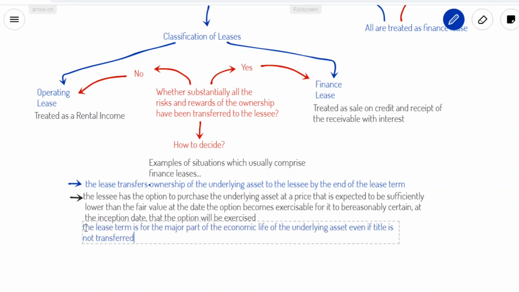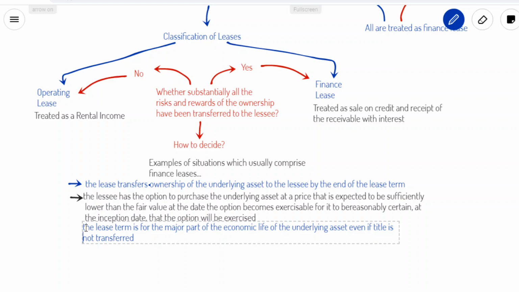And third is that the lease term is for the major part of the economic life of the underlying asset, even if the title is not transferred. So the previous two cases we talked about were where either the lessee was required to purchase the asset, or because of the low price he was expected to purchase the asset.